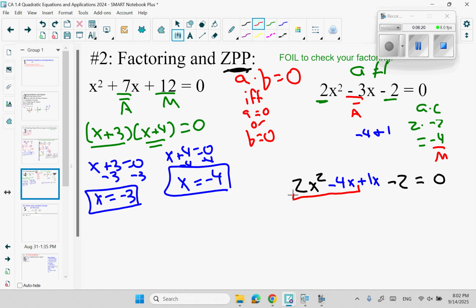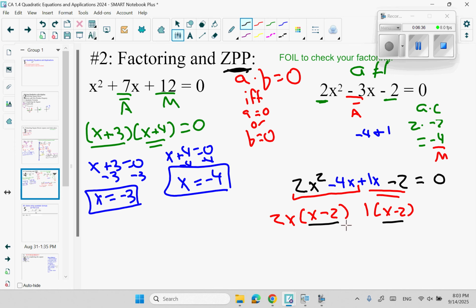So I group the first two together. What can I factor out of both of these? That'd be, of course, 2x, giving me x minus 2. Factoring being a division process. So what can I divide these two by? Just 1 for x minus 2.